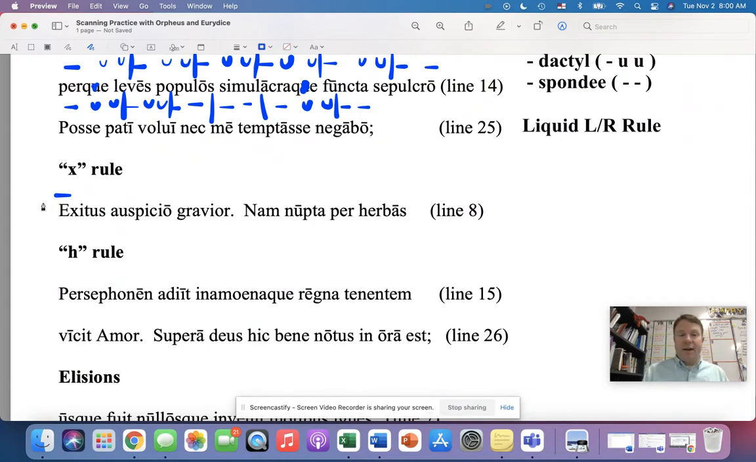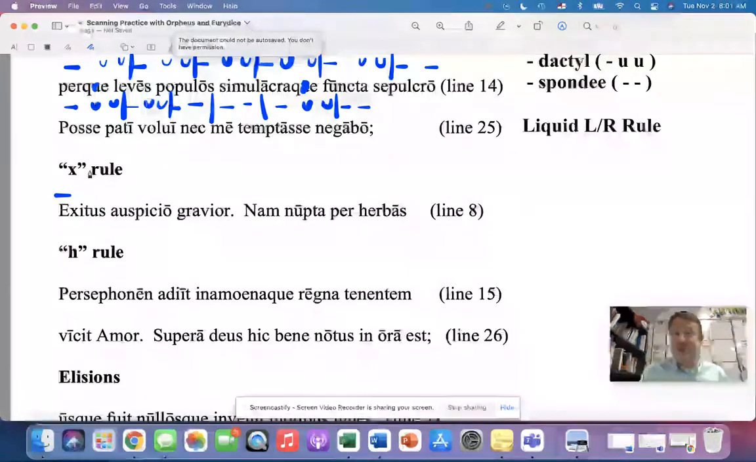So let's practice with this line now that we know this X rule and we want to apply all the other rules that we have learned. So pause it, do this line, come back. All right. Hopefully we have done the line. We have unpaused. Now we're going to check our work.